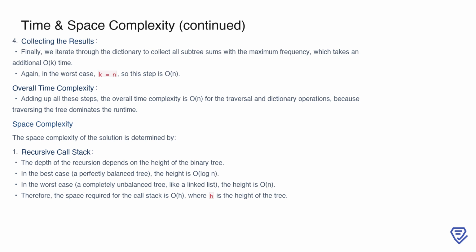Now, moving to space complexity, let's consider the recursive call stack. The depth of recursion depends on the height of the binary tree. For a perfectly balanced binary tree, the height is log n. However, in the worst case of a completely unbalanced tree, the height can be n. This means the space required for the call stack is O(h), where h is the height of the tree.